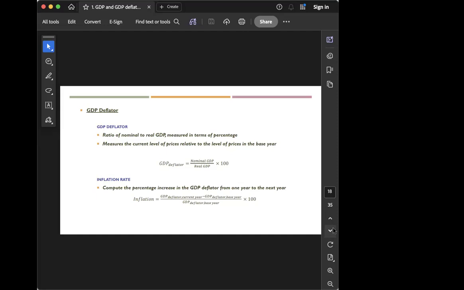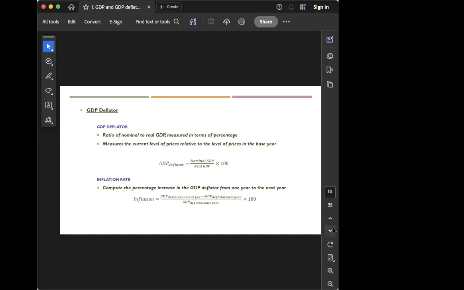Then to calculate inflation using the GDP deflator, we look at the percentage increase in the GDP deflator from one year to the next. So the inflation rate equals the current year GDP deflator minus the previous year GDP deflator, divided by the previous year's GDP deflator, times 100. So the big idea here is kind of simple.